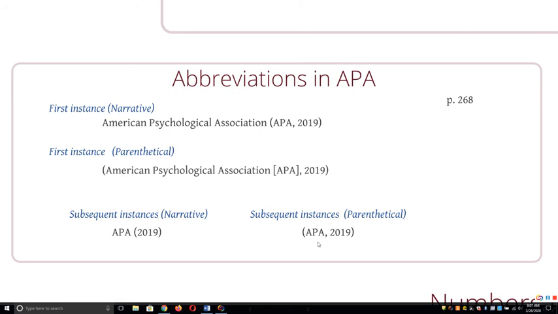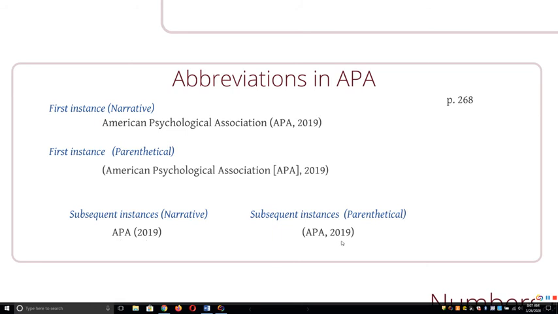So for example, in a narrative citation, if I see something by the American Psychological Association, I can put the abbreviation APA along with the date, so APA, comma, and then the date. And then every other time I reference that work, all I need to do, in the subsequent instances, is either do APA 2019 or a parenthetical APA, 2019.